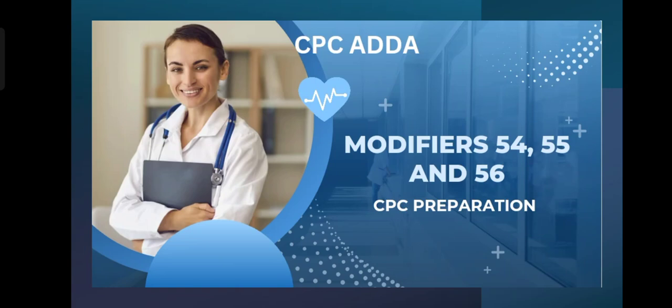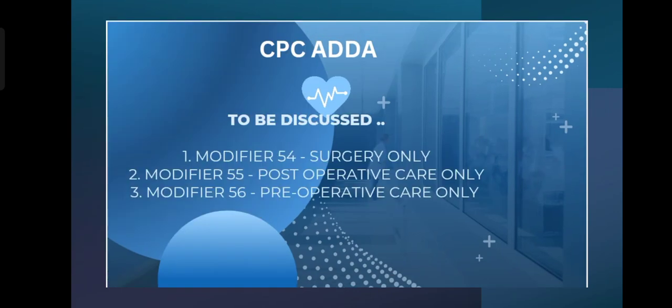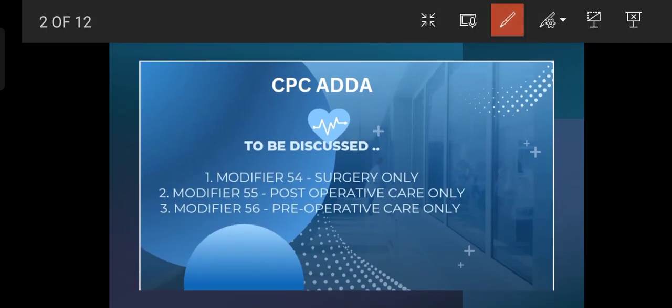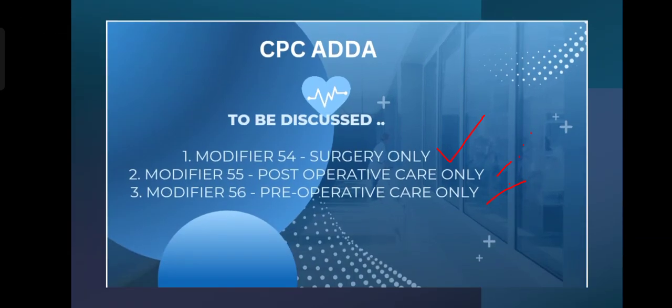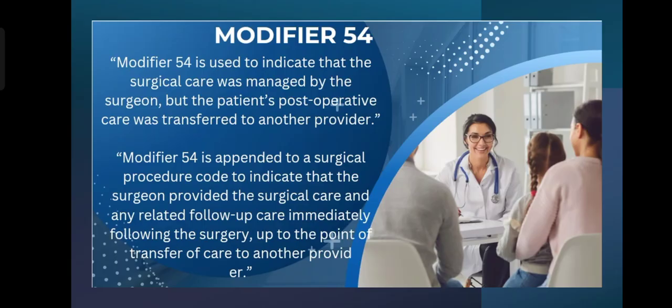Today we are going to discuss three modifiers: modifier 54, 55 and 56. These are the topics we are going to discuss today. Modifier 54 is surgery only. Modifier 55, post-operative care only. Modifier 56, pre-operative care only. All these modifiers belong to surgery. Now we'll start with modifier 54.